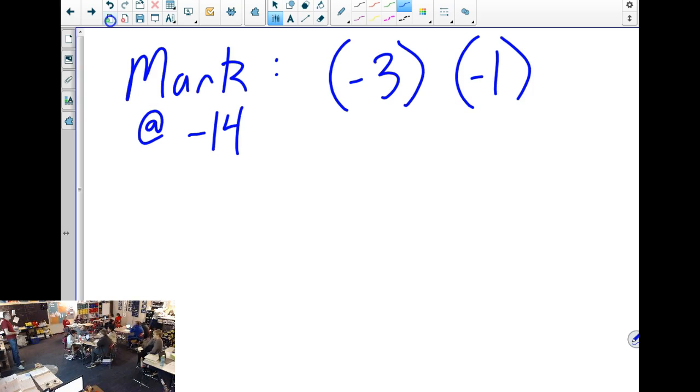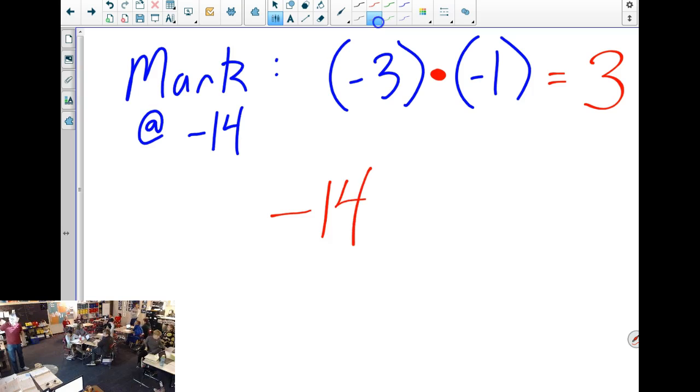Shh, hold on. Let people simmer down. All right, Sky, take us through how Mark can win. What me and Layla did was -14 plus -3 times -1. So if we multiply, what do we get? 3. Our spinner result is 3, so from -14, go to the right 3, which takes us to -11, and Mark can win.